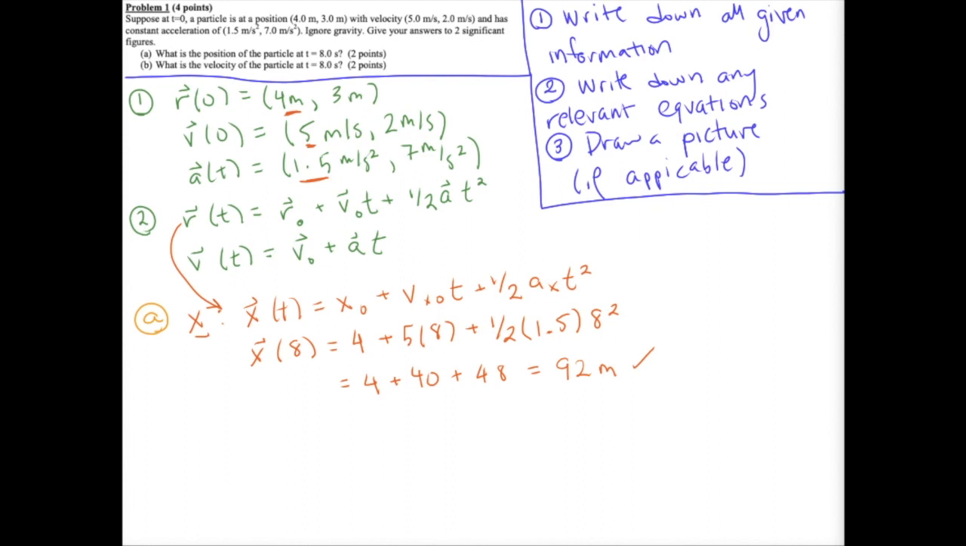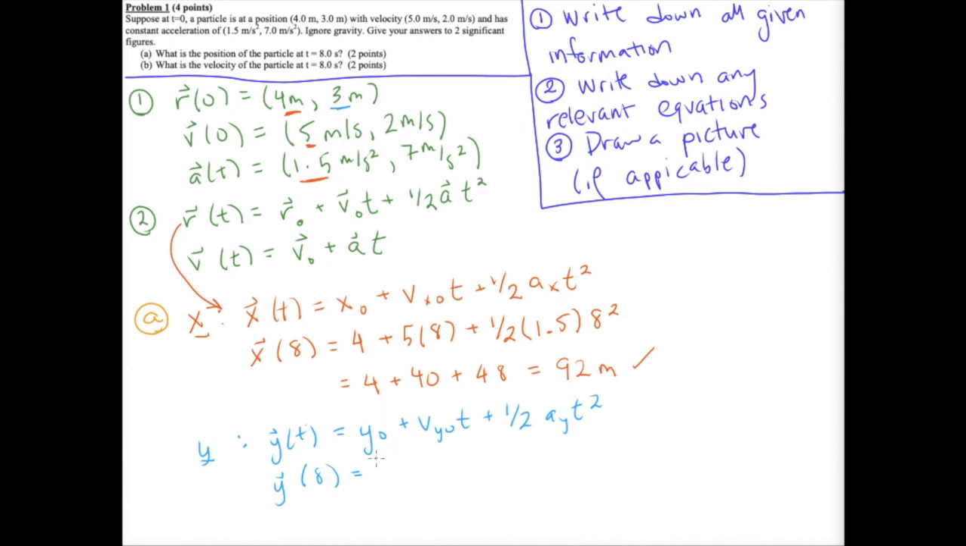And as you can see, I just got 92 meters for my x of 8, the x position at 8 seconds. All right, now I'm going to do the exact same thing for y, moving a little bit faster this time, since you guys just saw the x direction more slowly. But again, being really careful to plug in my y values, especially for that vy0 and ay. All right, so just plugging and checking again here.